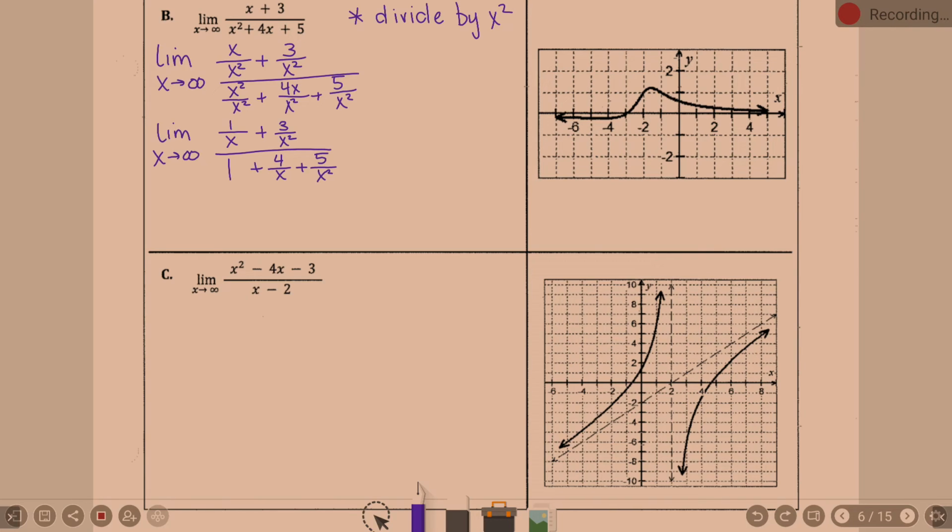Now, we take this limit. 1 divided by an increasingly larger number. 3 divided by an increasingly larger number. 1. 4 divided by an increasingly larger number. 0. And 0. What's my answer? 0.